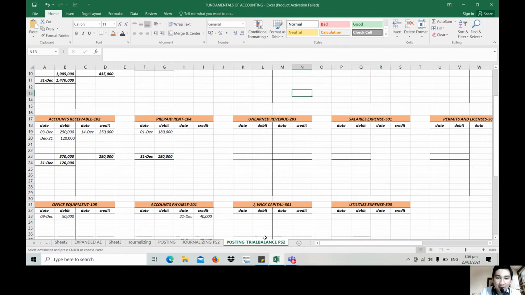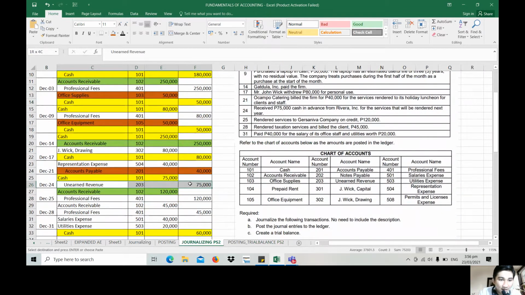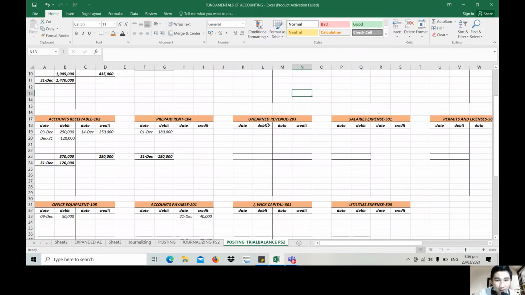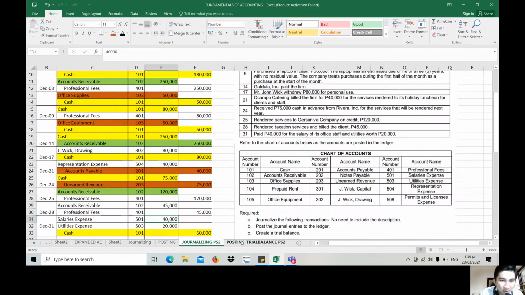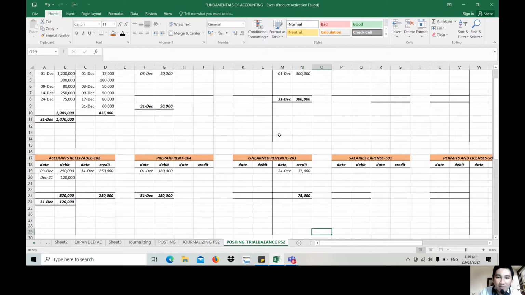Okay? So next, another liability, unearned revenue. May unearned revenue ba tayo? Ito, 75,000. Ito yung service na to be rendered pa next year. So that is December 24. Okay, magkano ulit? Kakalimutan ko agad. Okay, 75,000. So since hindi pa yan na-render, hindi pa yan nabawasan. So at the end of December, 75 pa din yung balance.